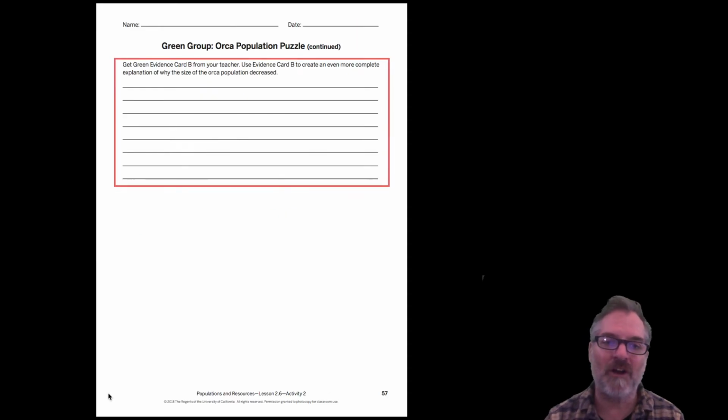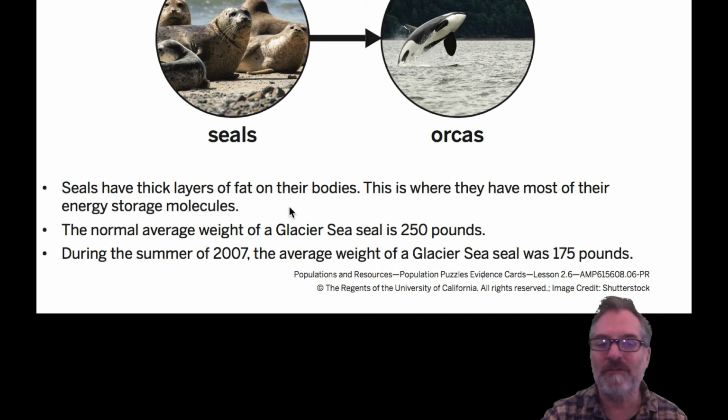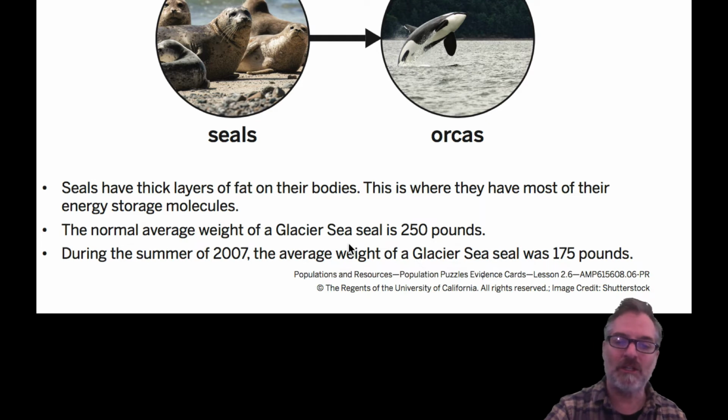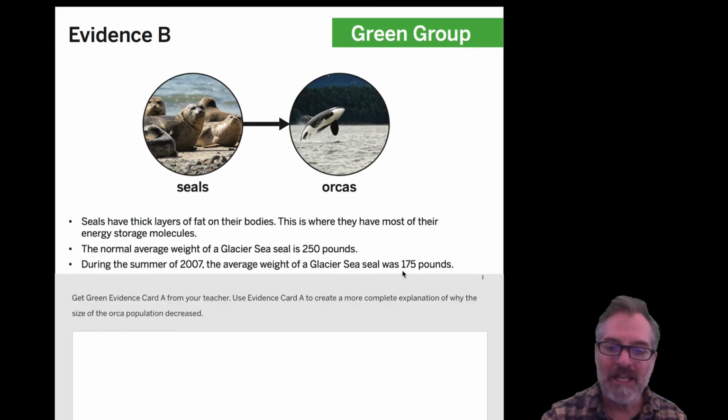And let's look at our last evidence card, which is going to be card B. You should be on page 57. Seals have thick layers of fat on their body. This is where they have most of their energy storage molecules, their calories. The normal average weight of a seal at Glacier Sea is about 250 pounds. During the summer of 2007, ecologists discovered that the average weight was 175 pounds. So a 75-pound difference. So the average seal was down in its weight. So using that evidence, go ahead and create a more complete explanation of what was causing the orca population to go down. So go ahead again, pause the video, and write your response.